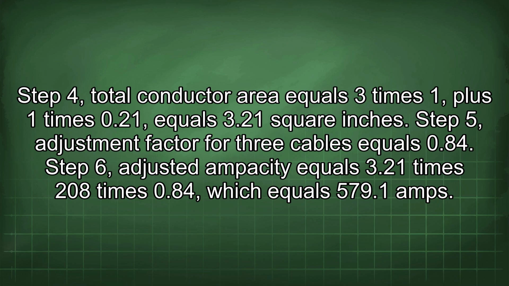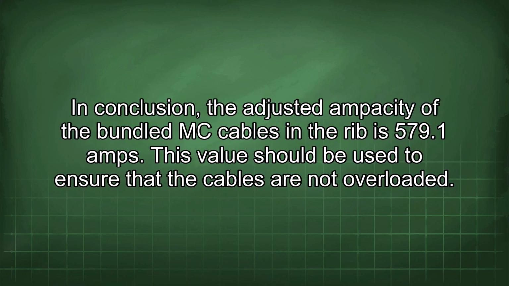Step 5. Adjustment factor for 3 cables equals 0.84. Step 6. Adjusted ampacity equals 3.21 times 208 times 0.84, which equals 579.1 amps. In conclusion, the adjusted ampacity of the bundled MC cables in the rib is 579.1 amps. This value should be used to ensure that the cables are not overloaded.